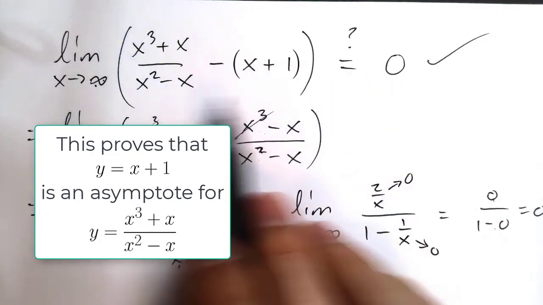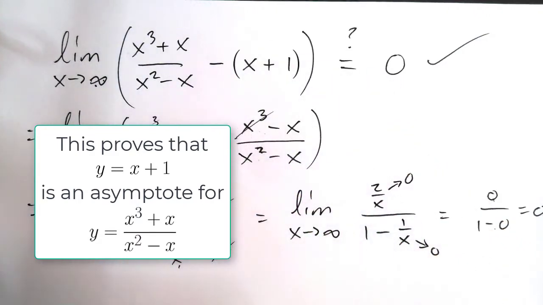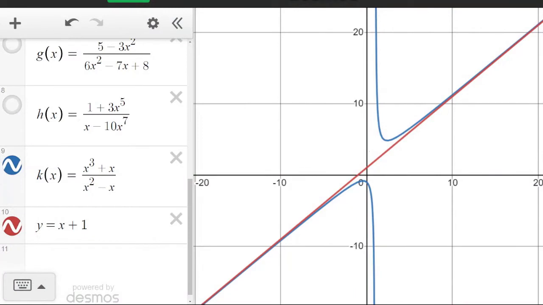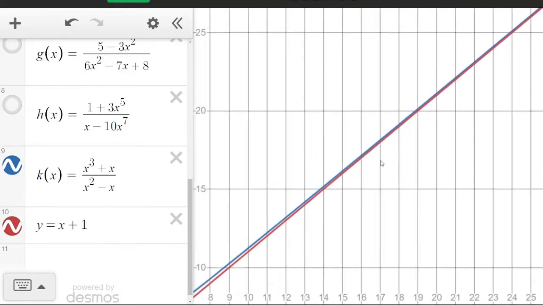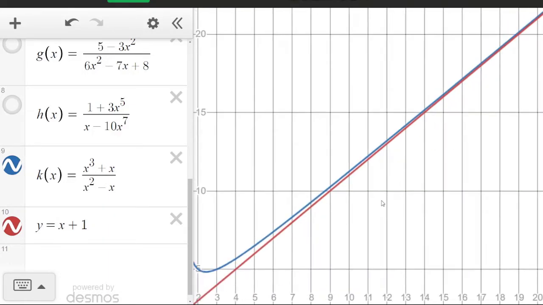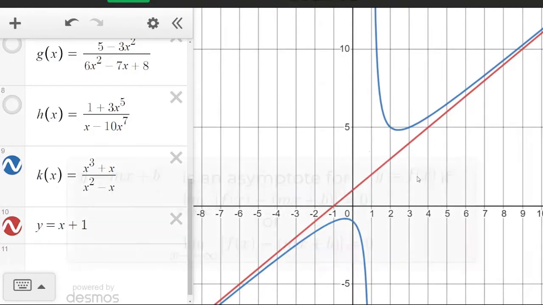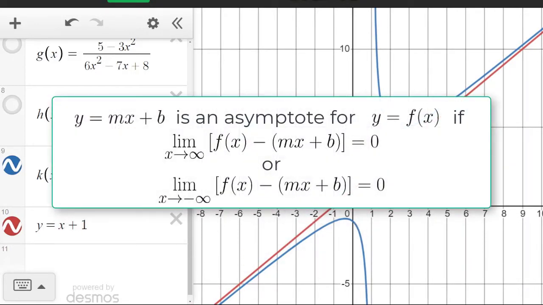And that means that these functions are resembling each other for large values of x. And that's what we're seeing in the graph. The difference between the red line and the blue curve is going to 0 as x goes to infinity. And that's what it means to be a slant asymptote. And so this is how you verify that something's a slant asymptote. You subtract it from the function and show that the limit of the difference is equal to 0.